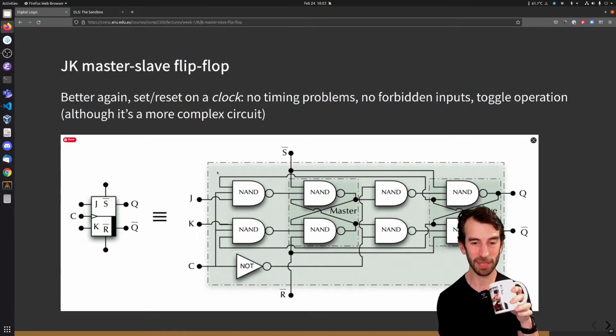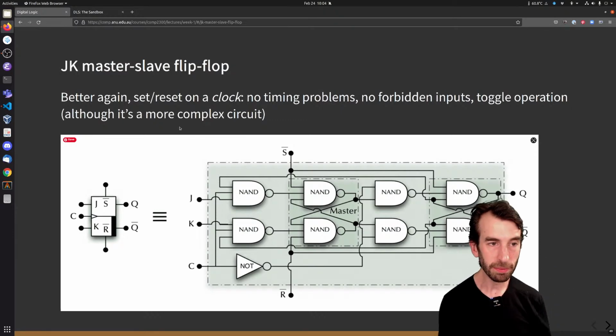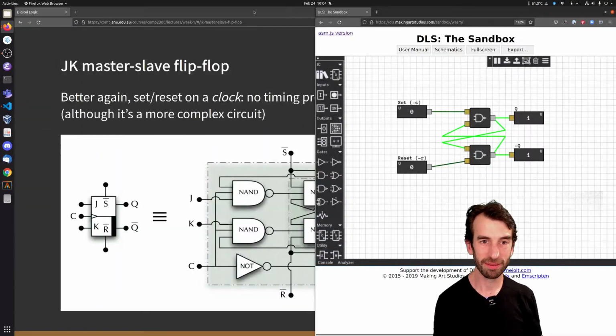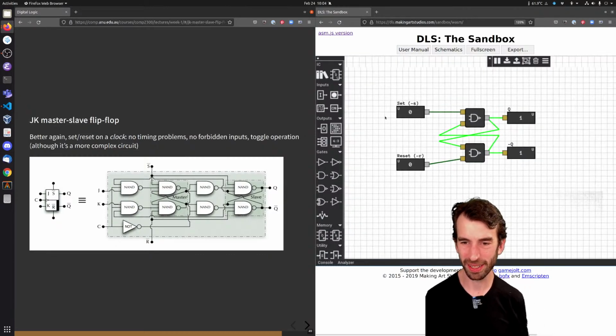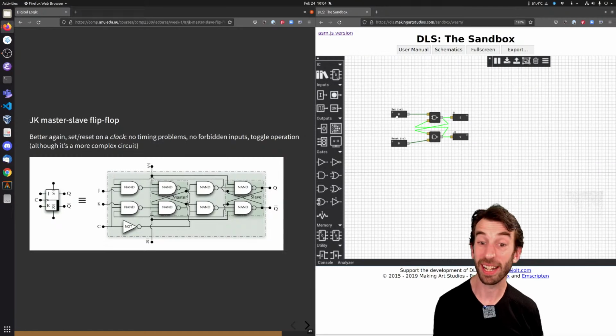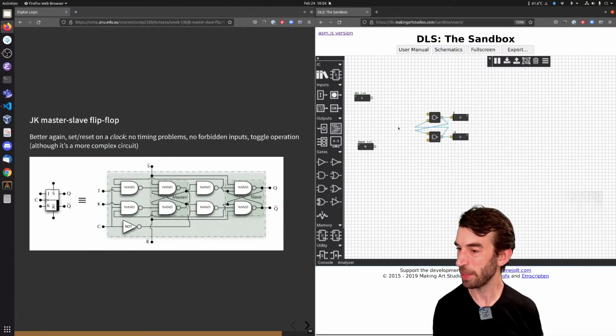But let's make something complicated. Make a JK master slave flip-flop. I'm going to make 2 windows here. By the way, I don't think I've ever done this, or maybe I did, I just can't remember ever doing this before. So if it all goes wrong, there we go.